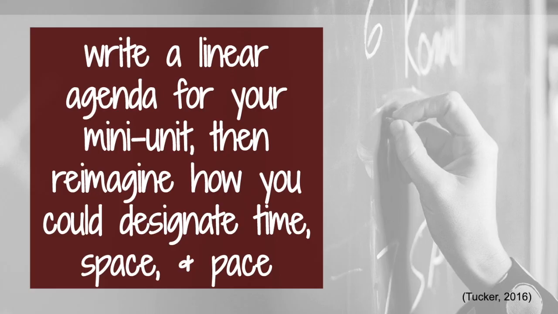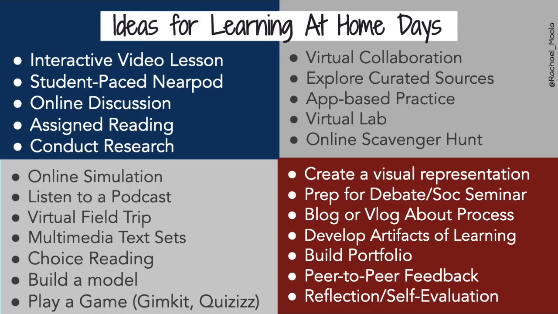Another piece of advice from her is that once you have prioritized and maybe eliminated parts that you can let go of, then take a linear agenda and write it out horizontally. So when you would do things in a chronological order, write those things out horizontally to reimagine how you can designate where, when, and how those different things happen.